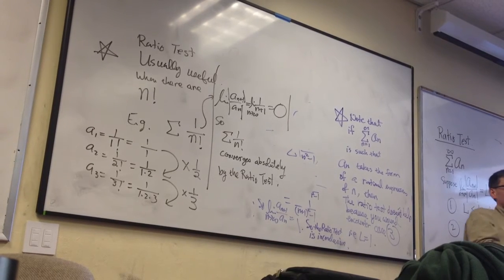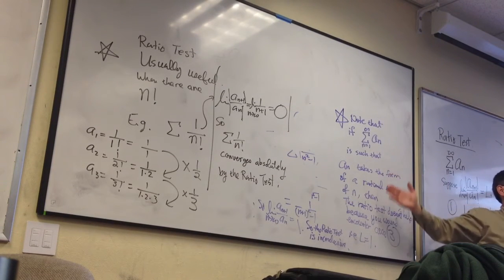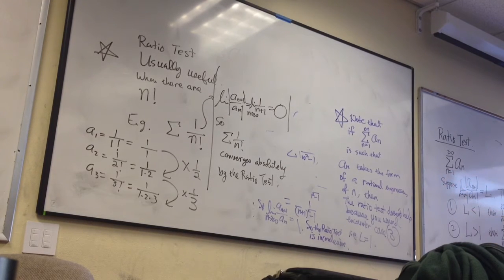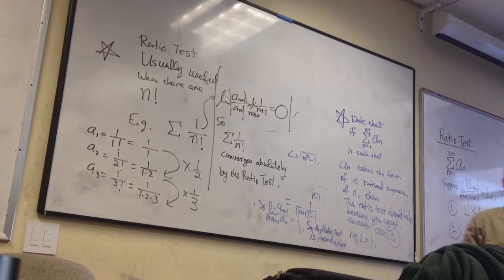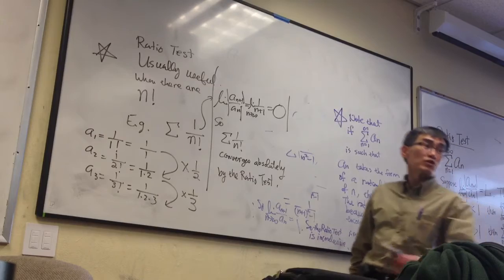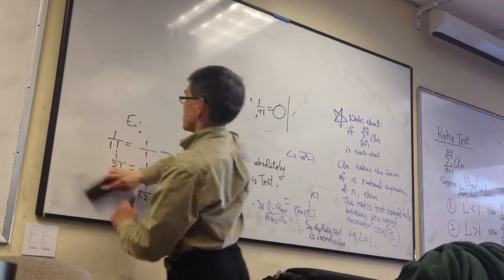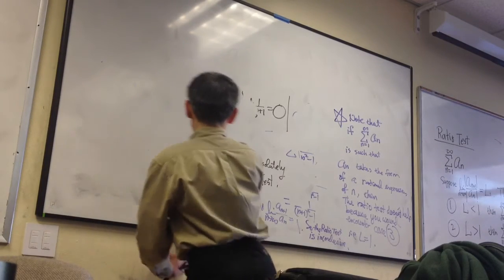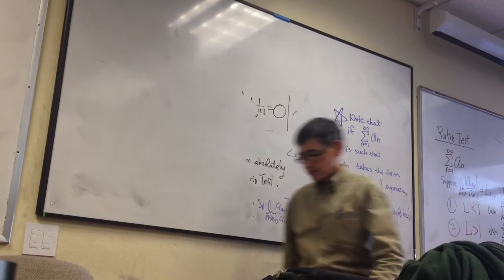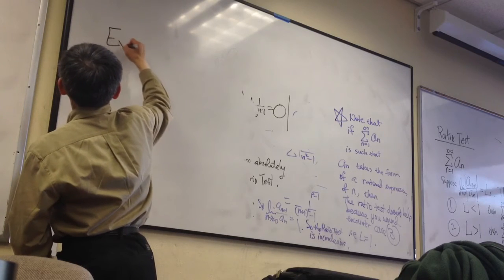Right? Okay. But the bad news here is that there's a wide class of commonly encountered series for which this is always inconclusive. But if you see n factorial, usually you might want to try the ratio test. Not always, but you can consider trying. So let me give you another example.